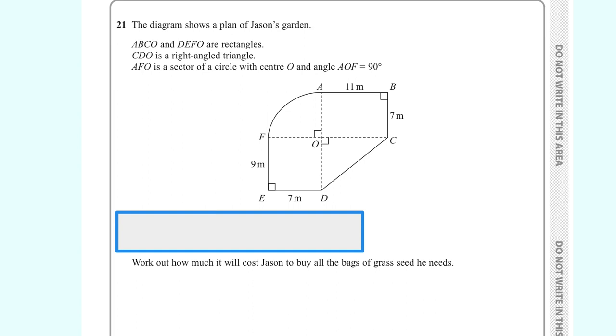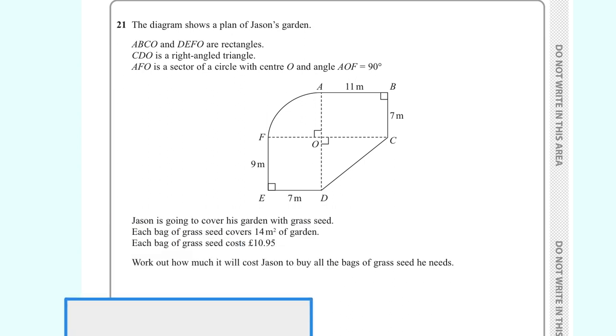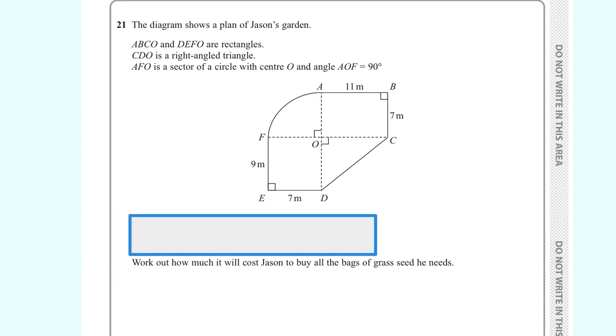Okay. All we need from that is the fact that he's covering his garden, which means we need to find out the area of his garden. That's all we need to find. He's covering the whole thing, by the looks of things, with grass seed. So we need to find the area of the whole garden. This is not easy by any means. Right, there's a lot going on here. Let's start with the rectangles.